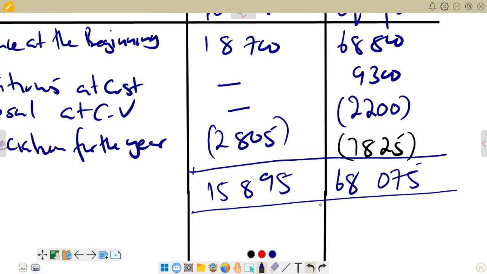So this is what we have there for the reconciliation of carrying amount. Having finished this, I will finish that calculation that we have in terms of the note of the property, plant, and equipment.